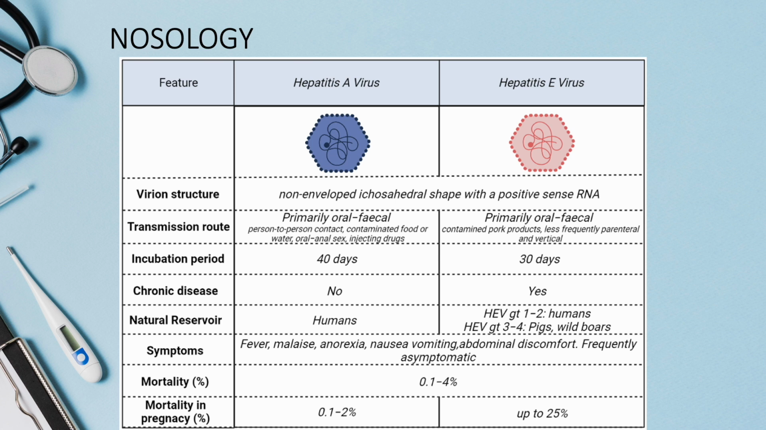So why don't we have any vaccine against hepatitis D? For a simple reason, we don't need it. Because if we prevent hepatitis B, by default we prevent hepatitis D. If I get vaccinated against hepatitis B and I will never get infected with hepatitis B, there is no chance for me to get infected with hepatitis D.